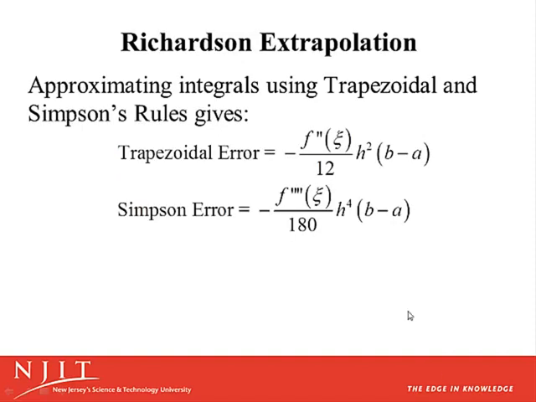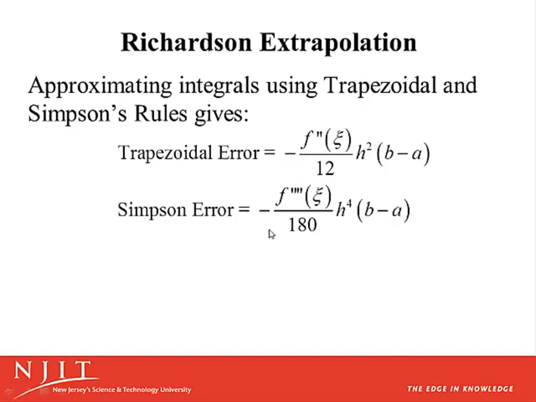In this episode, we'll discuss Richardson Extrapolation. Richardson Extrapolation is a method to improve our computed values for a numerical integration. For example, if we use trapezoidal rule, we have an error that is proportional to the subinterval size squared. Trapezoidal rule error is minus the second derivative somewhere on the interval over 12 times the length of the interval, b minus a, times the subinterval size squared.